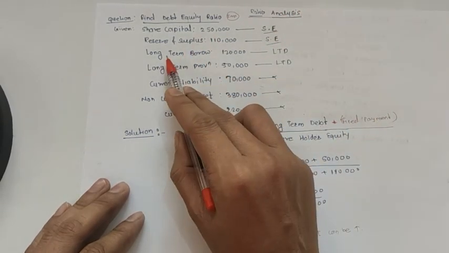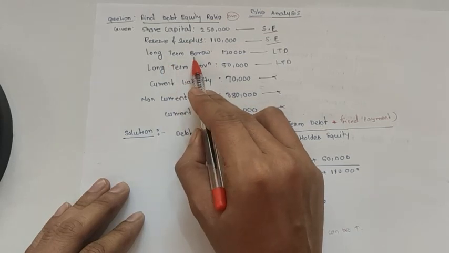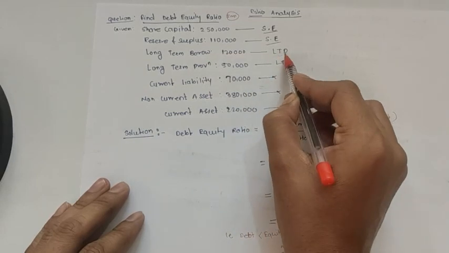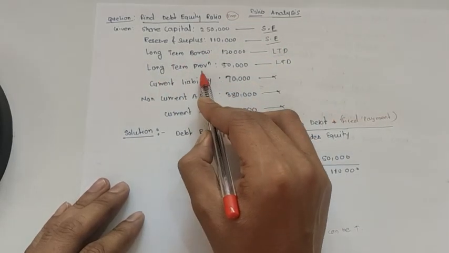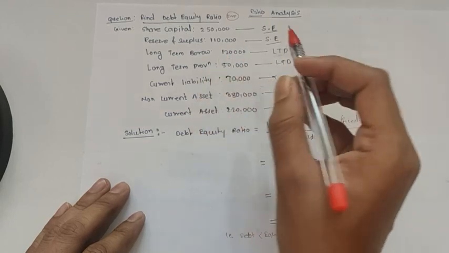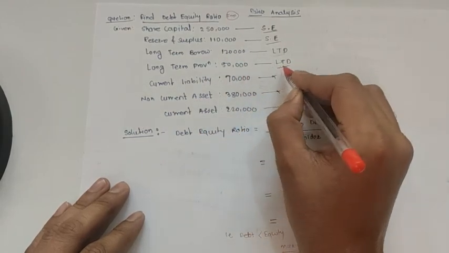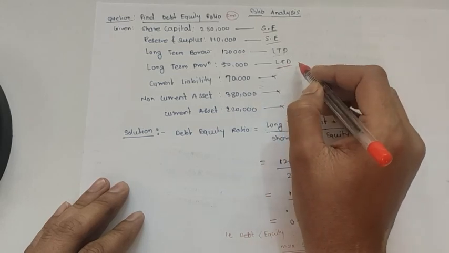Next is the long term borrowing. So it is the long term debt. Borrowing is nothing but your debt. Next is long term provision. Long term provision is also your debt, right? You have to pay in future, that's why it is long term debt.